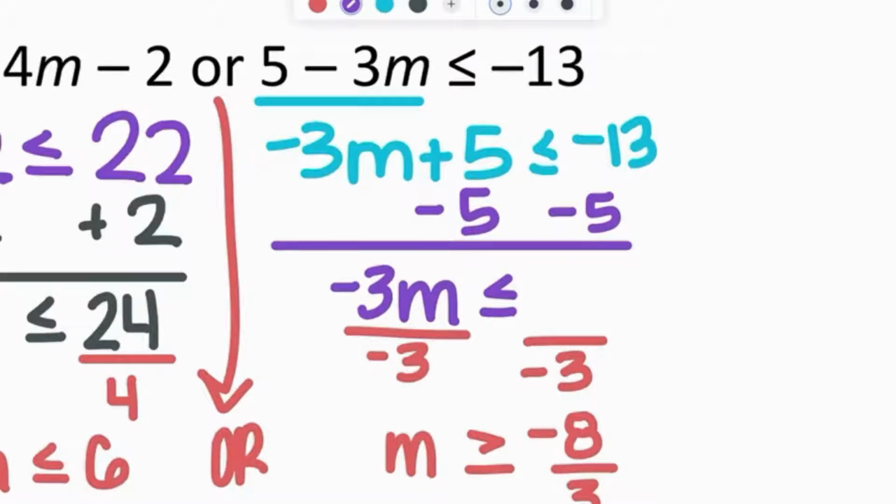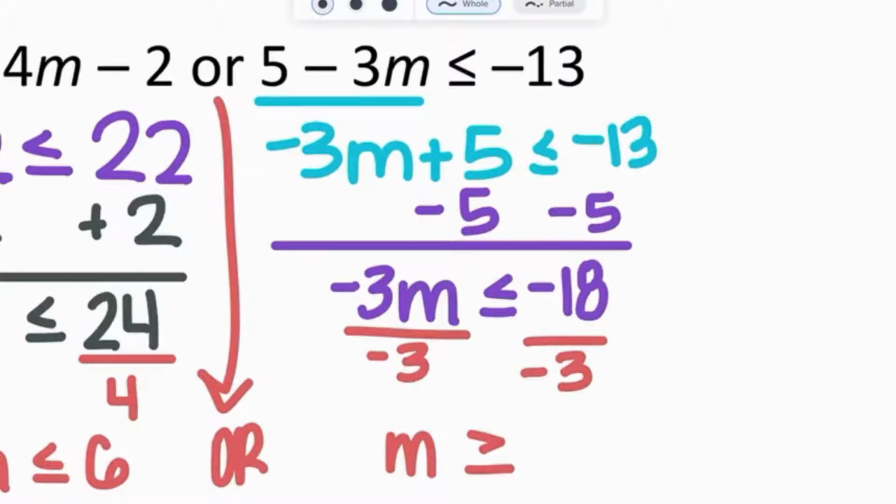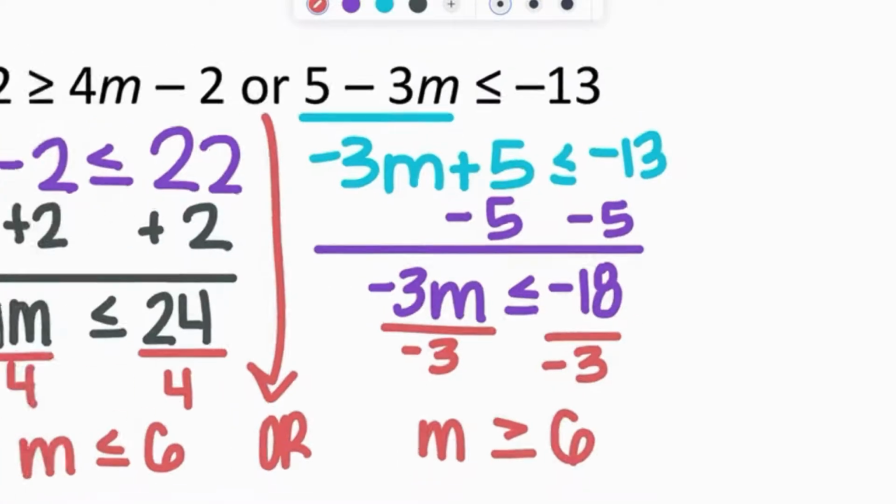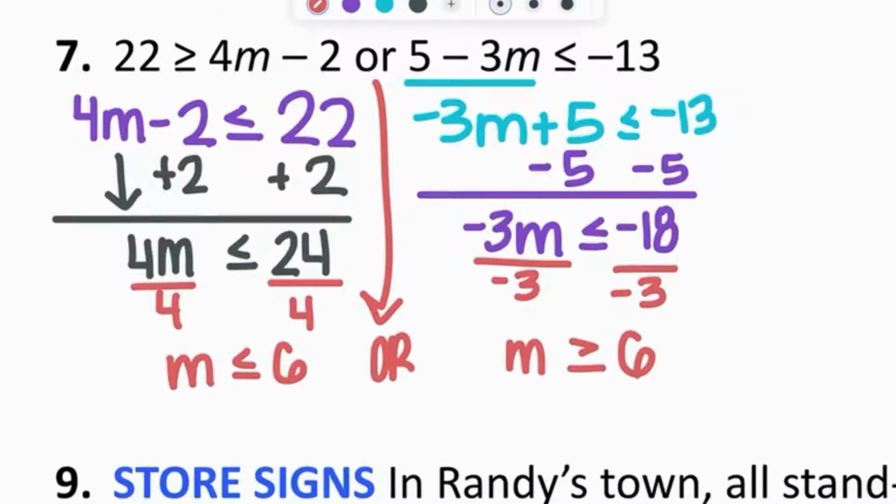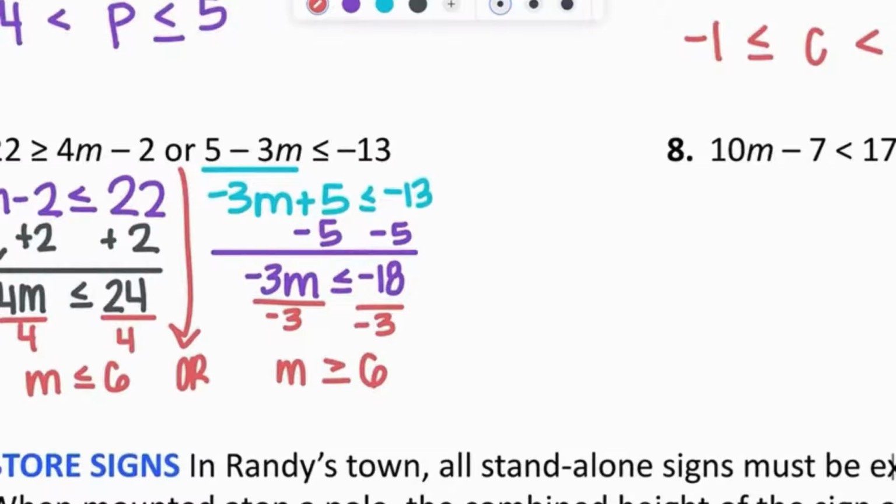So negative 13 minus 5 is negative 18. Negative divided by negative is a positive, and 18 divided by 3 is 6. Okay, so there we are. Now, this is an odd answer, and by odd, I don't mean numeric, like the number itself is odd. I'm saying it's an odd answer.